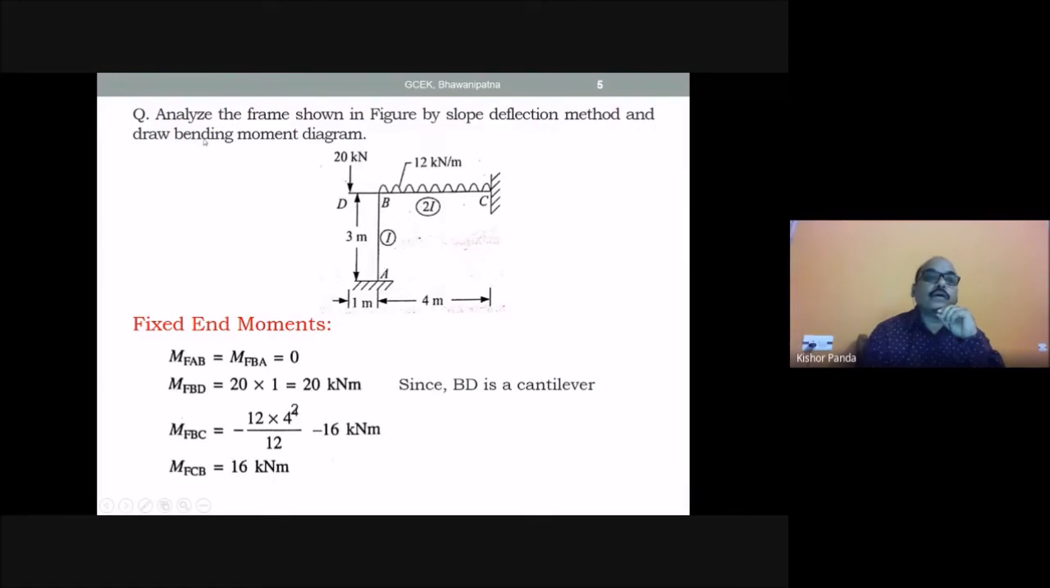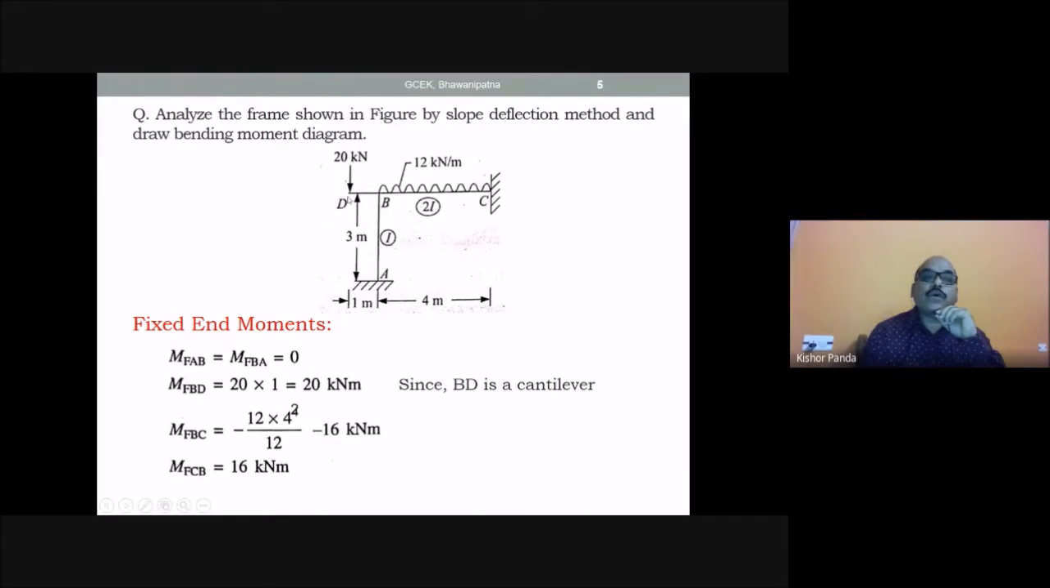Let us take one problem. Analyze the frame shown in the figure by the slope deflection method and draw the bending moment diagram. This is a non-sway frame. Here you see A, B, C, D. AB is the vertical member and BC is the horizontal member, and this is the cantilever portion. The moment of inertia of the vertical member AB is I, and of BC is 2I. The horizontal length of the member is 4 meters, the vertical length is 3 meters, and the overhanging cantilever portion is 1 meter.